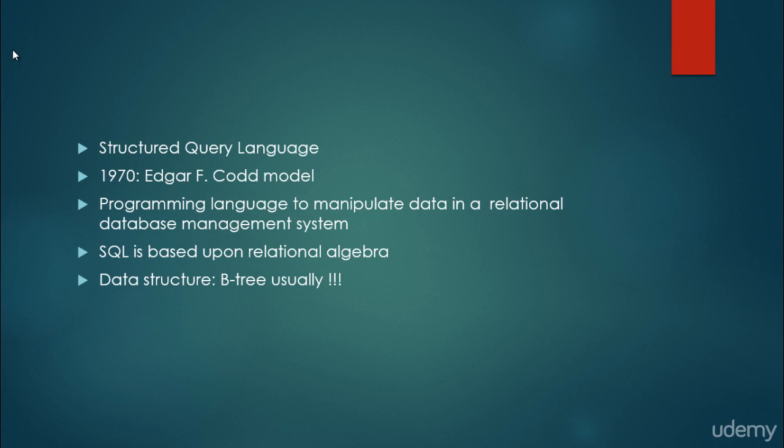So SQL is based upon relational algebra, and the data structure behind SQL is the so-called B-tree usually, although it depends on the concrete implementation. I'm not sure whether you are familiar with data structures in the main, such as linked lists, binary search trees, balanced binary search trees, hash maps, hash tables, and B-trees.